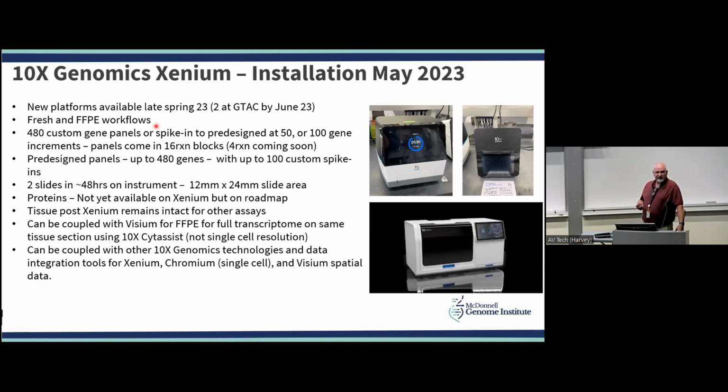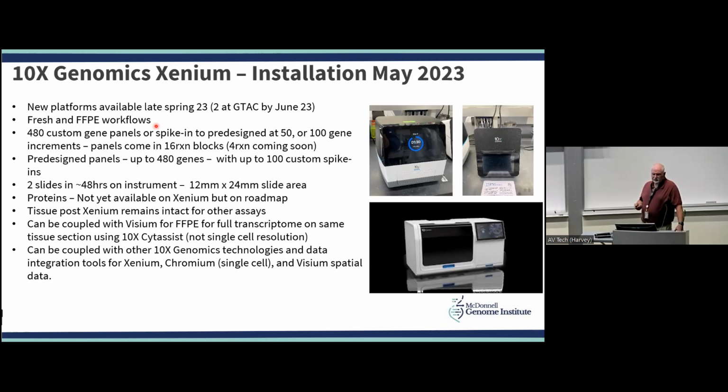2 slides in about 48 hours on instrument, and each of those slides does 12 millimeters by 24 millimeters. Try to think of this in centimeter cubes to just sort of normalize across all the platforms. So this would be 4 per 48 hours. Proteins in parallel are not currently available. Again, you could do an adjacent slide on a different platform, but not yet available, but on the roadmap.